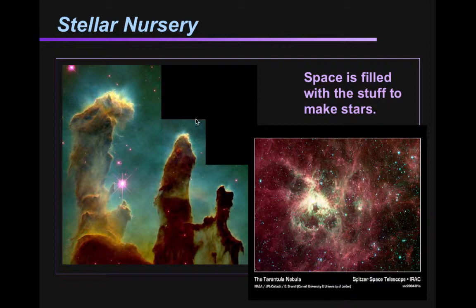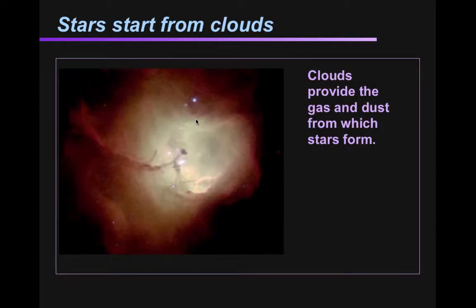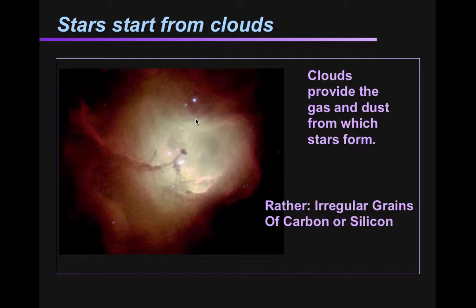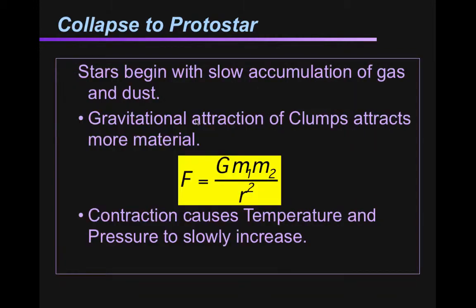So here are some pictures of some of these stellar nurseries, these big clouds of dust and particles. And once again, the clouds provide the gas and dust from which the stars form. Okay, not the kind of dust we're used to. These are grains of carbon and silicon. And carbon, of course, we know is a very simple atom, and it's the building block of all life. So there's lots of this carbon in the stars. And silicon, where we typically see silicon, is at the beach. Sand is made of silicon.